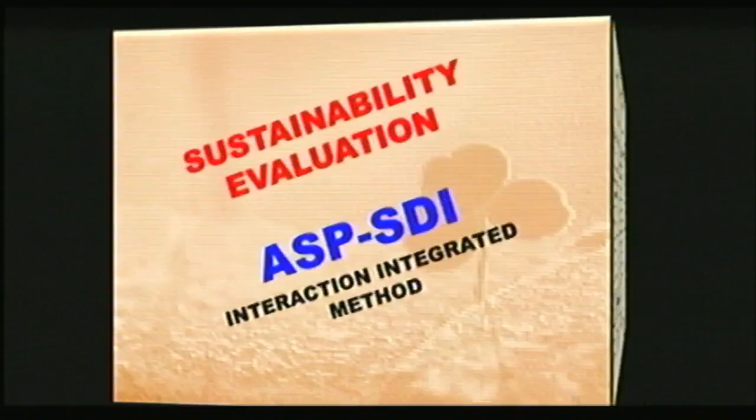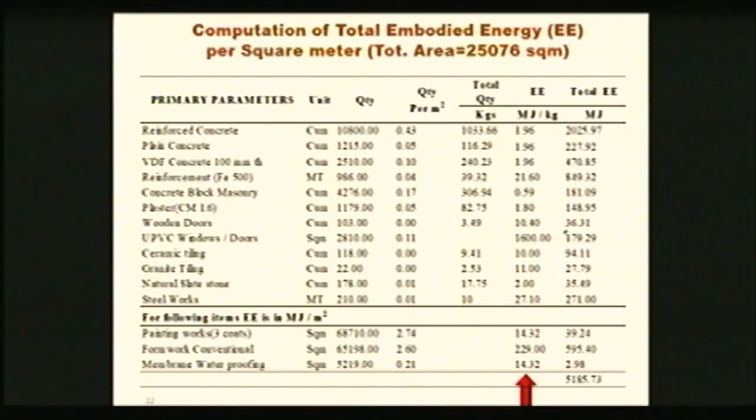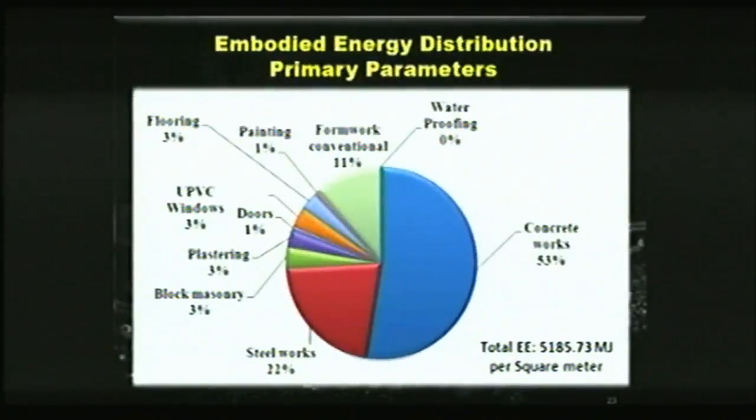The entire real-time data, the bill of quantities, can be split in this manner, and for each, we can calculate the total embodied energy, for example, in the last column. We can identify that this particular building says about 5,185 megajoules per square meter, and this is the type of graph we can plot. Please note here that concrete, steel, and formwork play an absolutely important role.